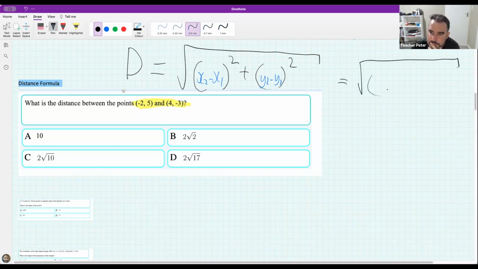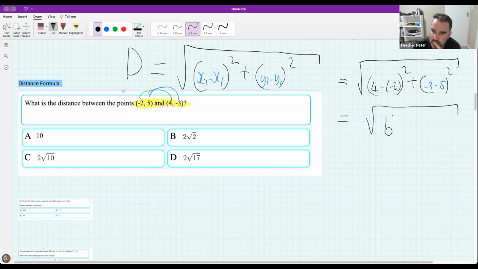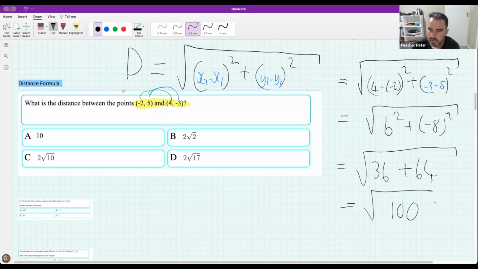So let's have a look here. So I can go 4 minus minus 2. So I'm going to watch out because we've got minus and a minus. Interesting things can happen. And so 4 minus minus 2, and then minus 3 minus 5, which will give us 6 squared plus minus 8 squared, which would give us 36 plus 64, which would give us the square root of 100. So which option do we think it's going to be? It is going to be A, the length 10.